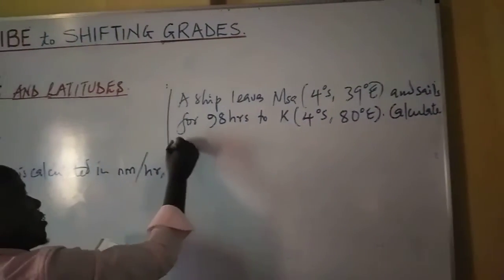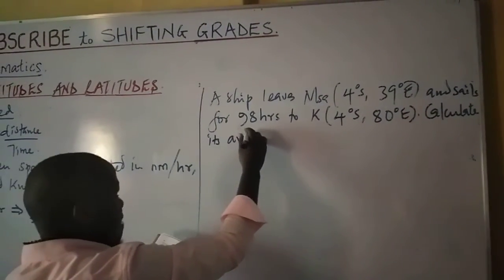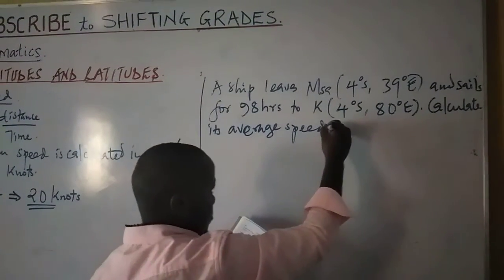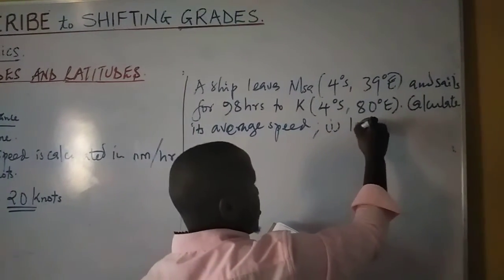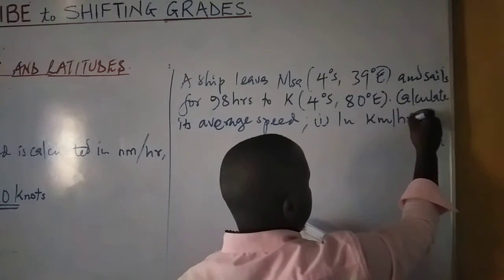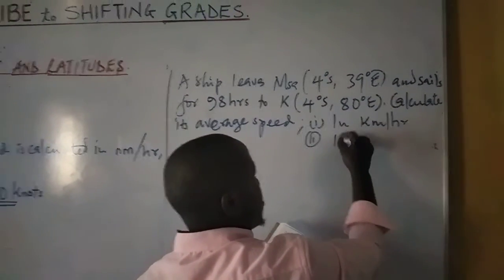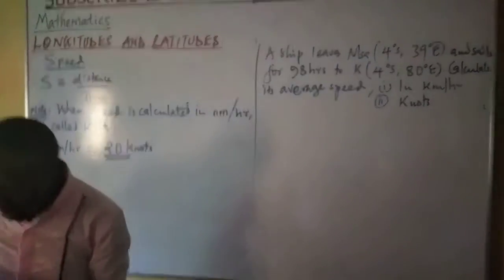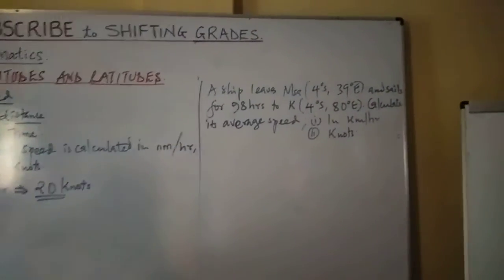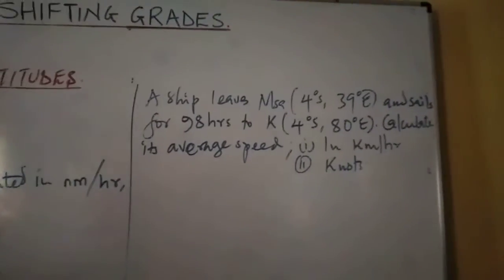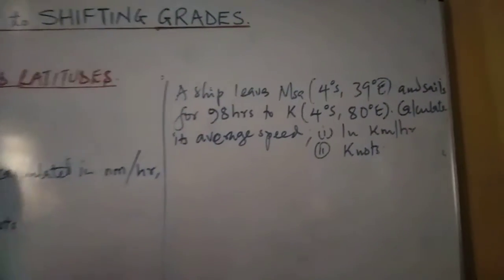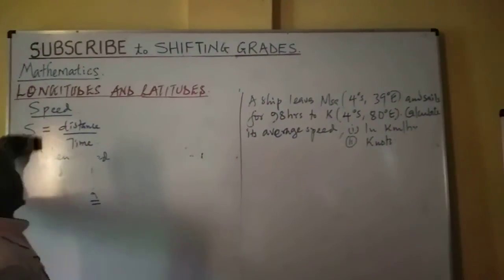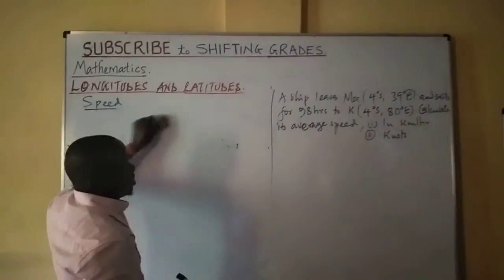Calculate its average speed, one in kilometers per hour and two in knots. So we'll get speed in kilometers per hour and speed in knots. Let me start by sketching the positions of the two places on the Earth's surface. Solution.